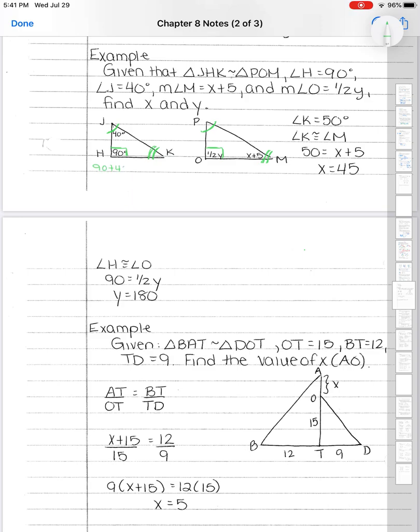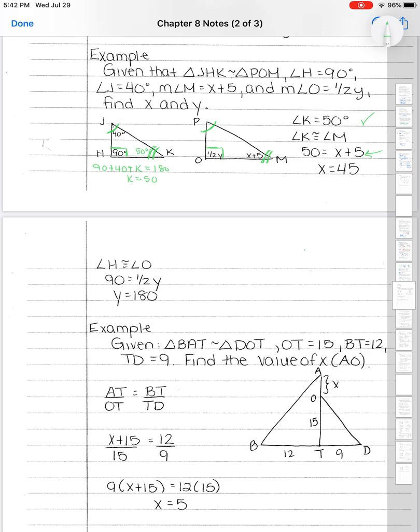So it says, given we have two triangles that are similar, H is 90, J is 40, M is X plus 5, and O is 1/2 Y. Find X and Y. So if we know they're similar in terms of angles, I know the angles are equal. So J would be equal to P, H is equal to O, and then K would be equal to M.